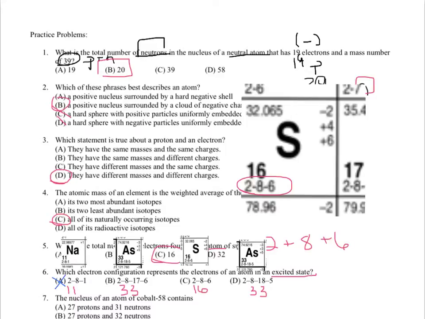Choice C, we are given sulfur. Sulfur's electron configuration on the reference table is 2-8-6, so that is the ground state. And lastly, arsenic. Here we have arsenic again, but this time the electron configuration of the periodic table exactly matches. So again, this is the ground state. So choice B is our excited state because it has the same number of electrons, but a different configuration than our periodic table.